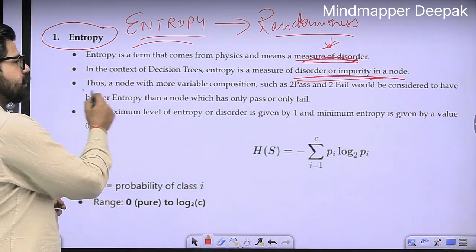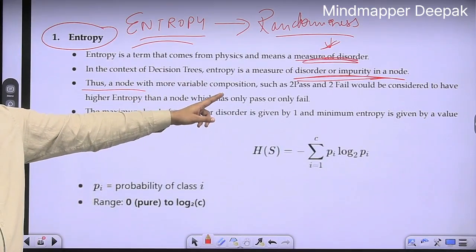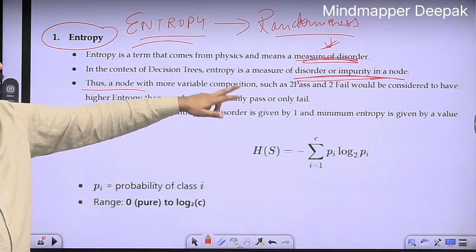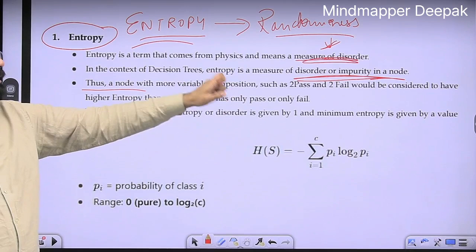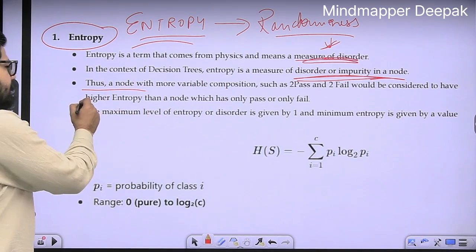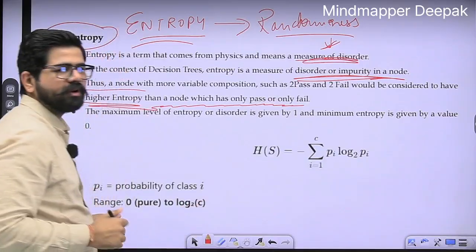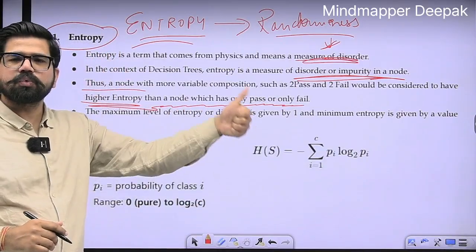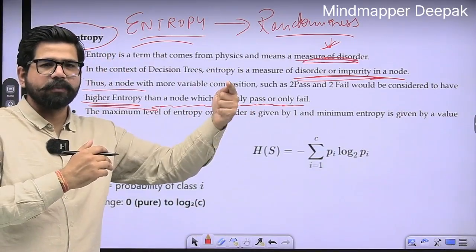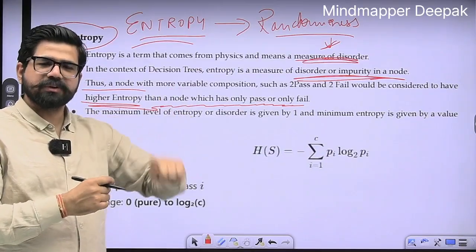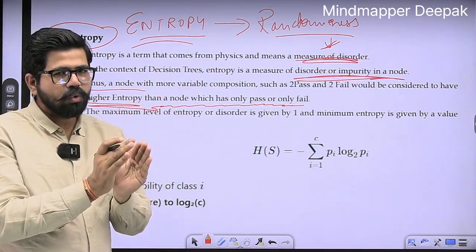Thus, a node with a more variable composition, such as two pass or two fail, would be considered to have higher entropy than a node which has only one pass or one fail. If you have two pass or two fail, that means it has higher entropy. If you have only one pass or one fail, that means that tree has lower entropy.